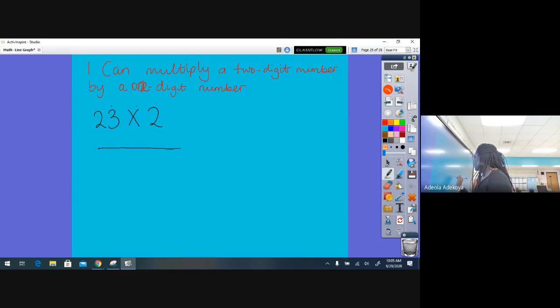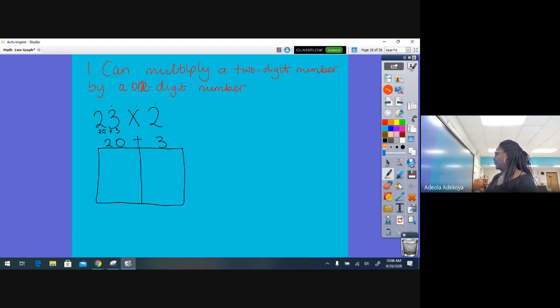So I'm going to start off with, here's what my box method is going to look like. For the number 23, I've got 20 plus 3, so I'm going to go ahead and write it here: 20 and 3. All right. I need 2 boxes, 1 per place value. And I'm going to put my plus sign to remind me to add.